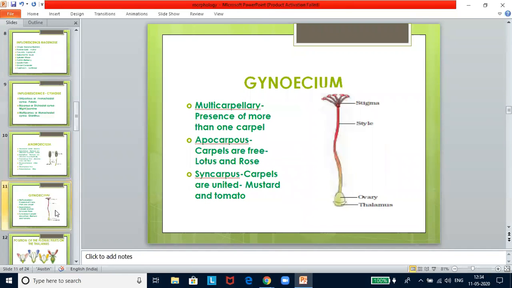Now let me get into gynoecium. You know, this is an ovary. Above the ovary there is a long tube-like structure, and this is called the style. On top of the style is the stigma. Now stigma has got the structures that are receptive to the pollen grain.